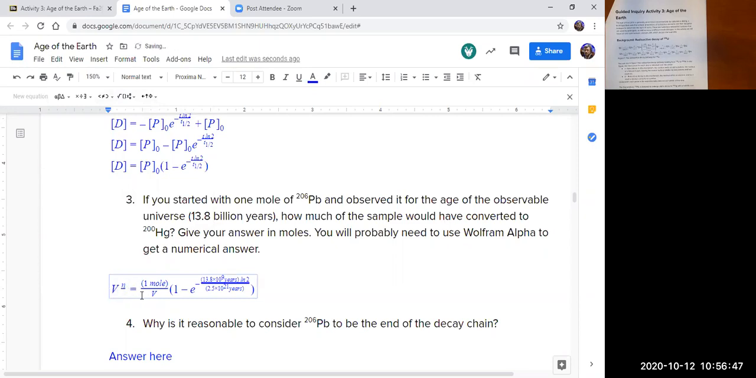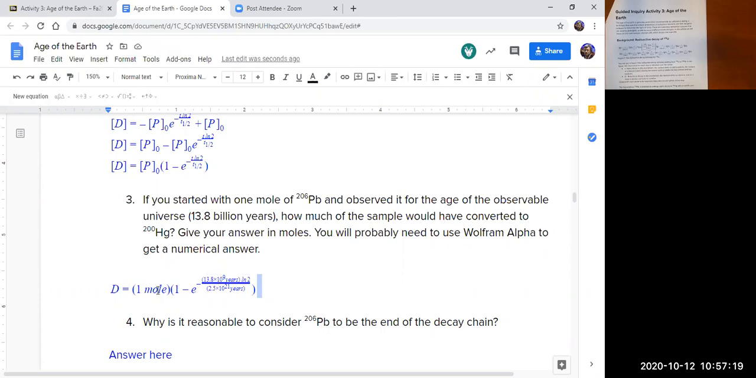So you can simply, if it's the same volume, just get rid of that, and now you're talking about amount. You're talking about moles. So that means that we can have the amount of the daughter just like this. And now it's just a question of plugging this in to Wolfram Alpha because a normal calculator will not be able to come up with the answer very easily.